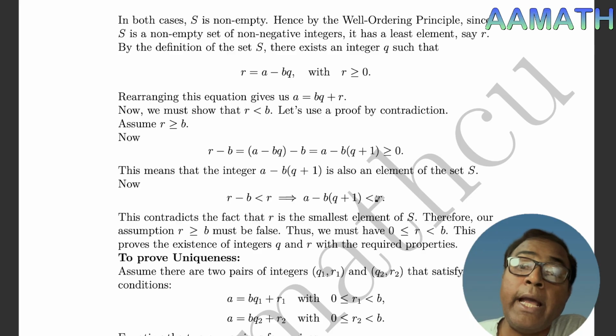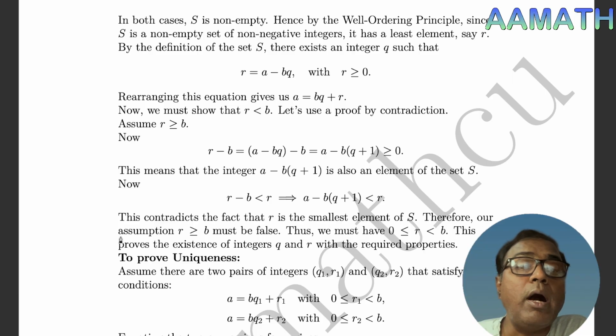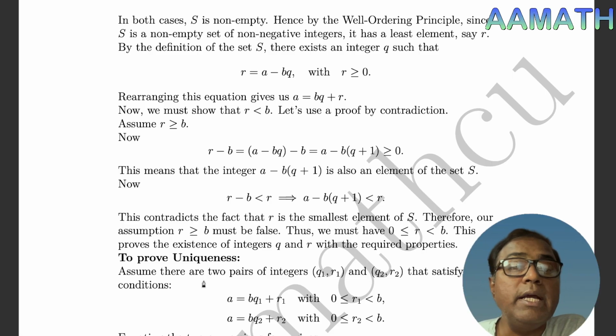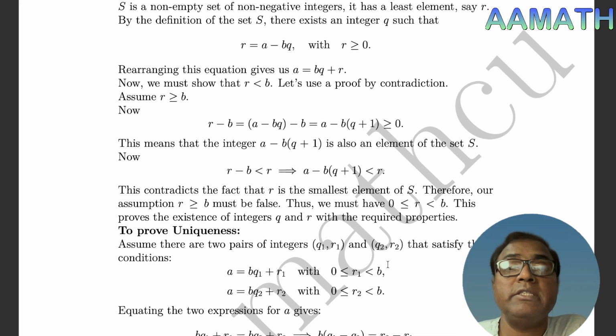So this element A minus B(Q plus 1) belongs to S, R also belongs to S, and R is the least element of the set S. But A minus B(Q plus 1) is smaller than R, and this contradicts the condition. Therefore our assumption R greater than or equal to B must be false. So we must have 0 less than or equal to R less than B. This proves the existence of the integers Q and R with the required properties.